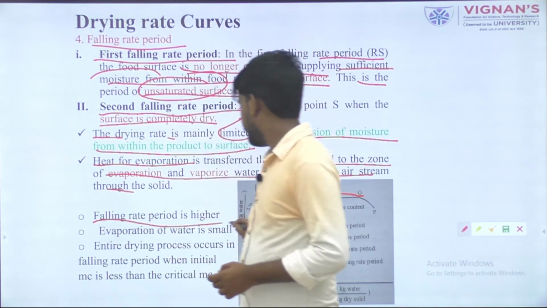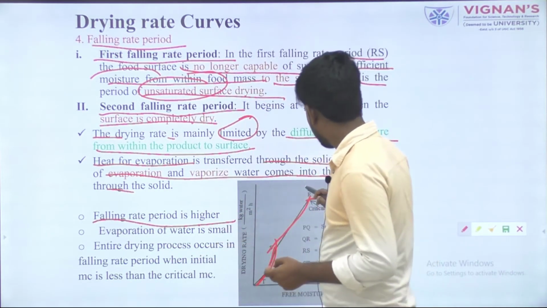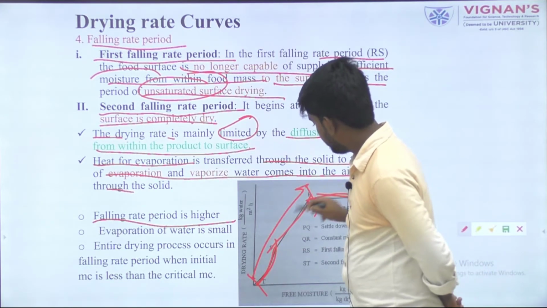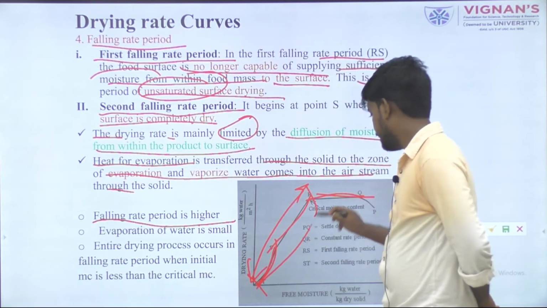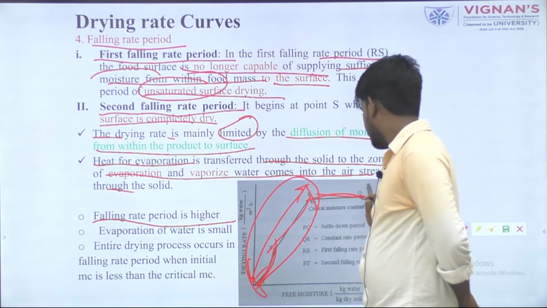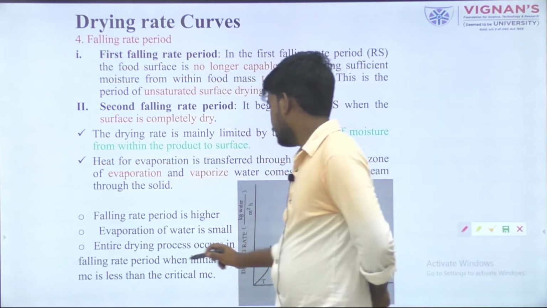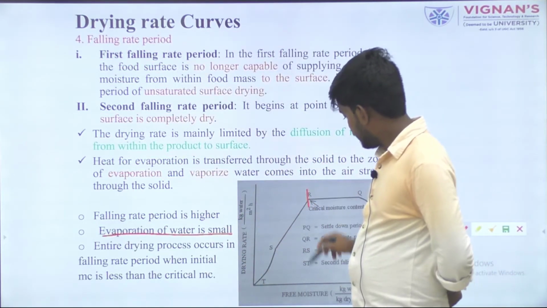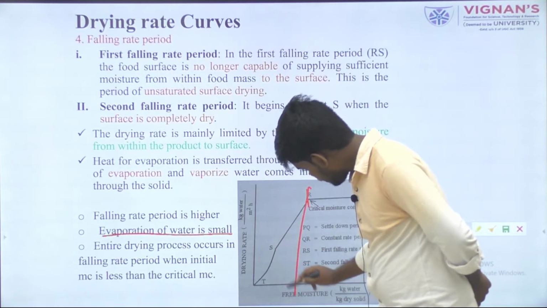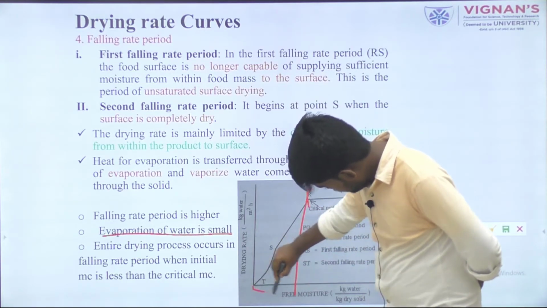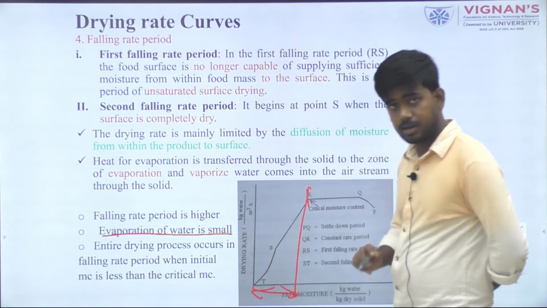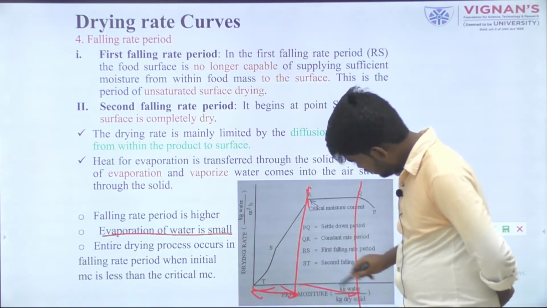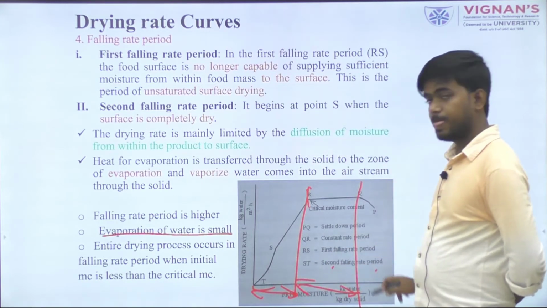The falling rate period is longer as compared to the constant rate period. You can see the falling rate contains this entire zone, and the constant rate contains this zone only. Evaporation of water is very small, meaning in this entire zone this much amount of moisture is removed, and in the constant rate drying period this much amount of moisture is removed.